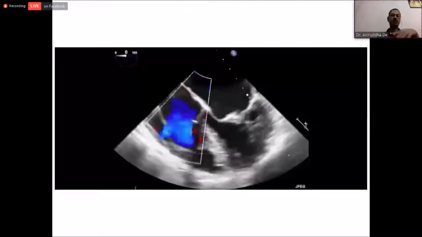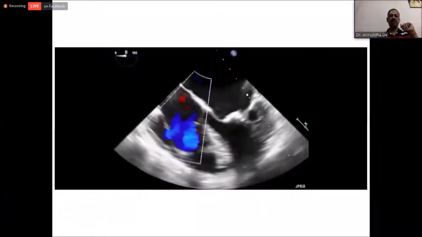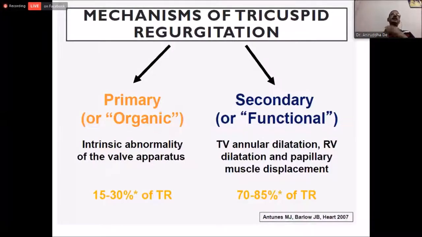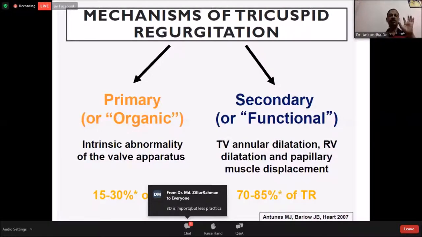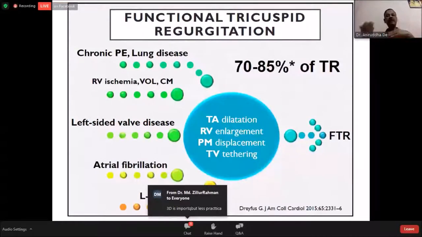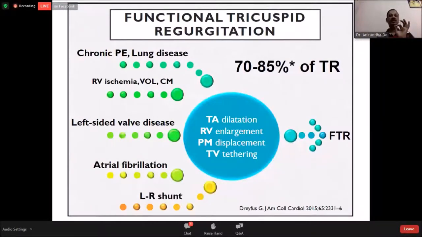You can see the anatomy and the tricuspid regurgitation very well. Now, after delineating the anatomy, the most important thing is the mechanism of the tricuspid regurgitation. Is it primary or secondary? Secondary or functional TR, where there is TV annular dilatation, RV dilatation, or papillary muscle dysfunction, while the valve is absolutely normal, constitutes 80 to 85% of patients. Whereas primary or organic TR constitutes 15 to 30% of patients, with an intrinsic abnormality of the valve apparatus. In functional TR, the commonest causes are chronic pulmonary hypertension, RV ischemia, left-sided valve disease, atrial fibrillation, or left-to-right shunt.